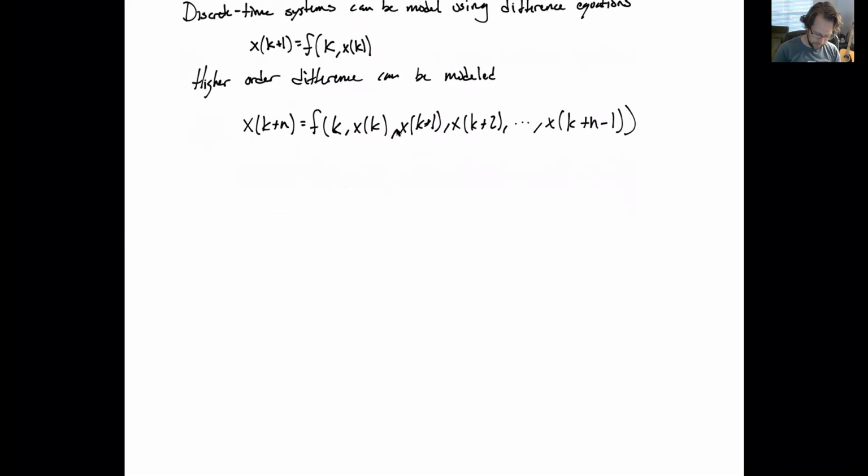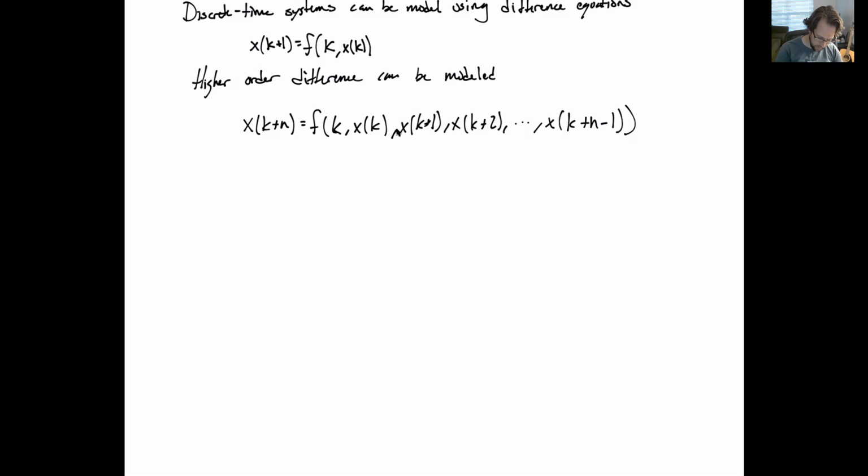All right, so just as we did with continuous time systems, where we had a high order differential equation that could define the dynamics of our system, here we're going to have a higher order difference equation, and we can take this difference equation and transition it into higher order state equations and put it into a state space form.